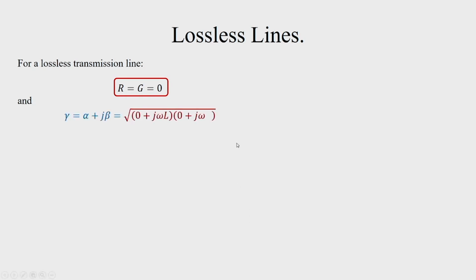Now, we consider a special case of a lossless line. For a lossless transmission line, we will have r equal to 0, g equal to 0, and if we put these values in the expression for the propagation constant, we get gamma becomes j omega root L C. Therefore, alpha, the attenuation constant becomes 0, and beta, the phase constant, becomes omega root L C.